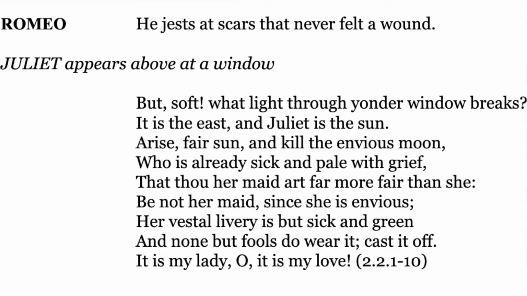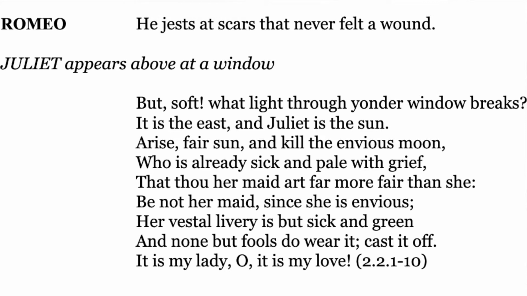Part 2 is when Romeo becomes a lover. And I've got on the screen here just the very, very beginning of the balcony scene. This is actually before he sees Juliet on the balcony. He's hiding from Benvolio and Mercutio, and he says to the audience, this is him talking about Mercutio, he jests at scars that never felt a wound.